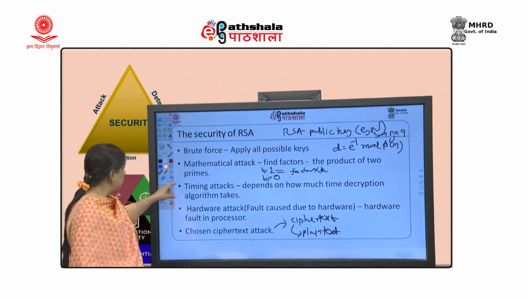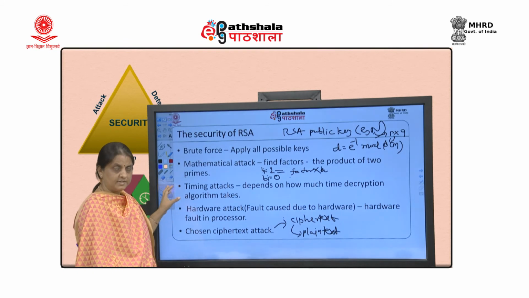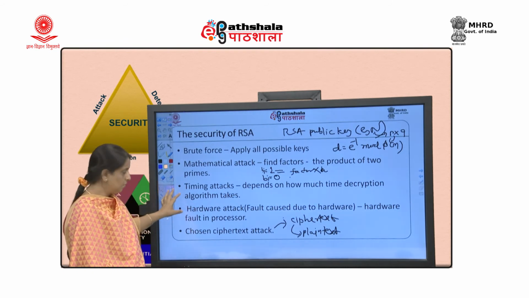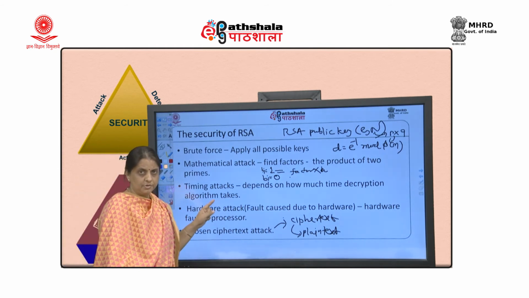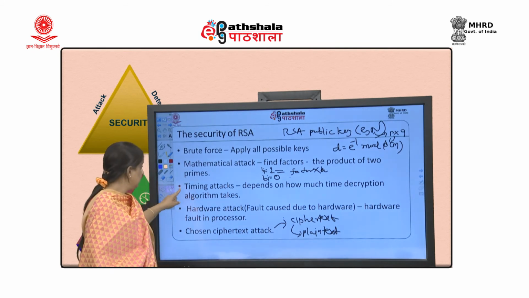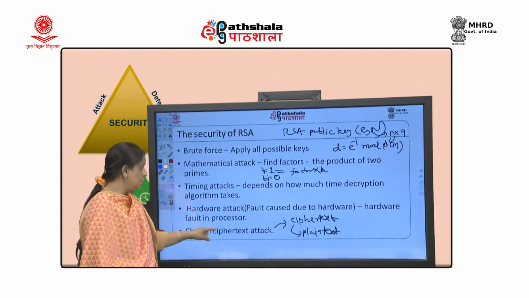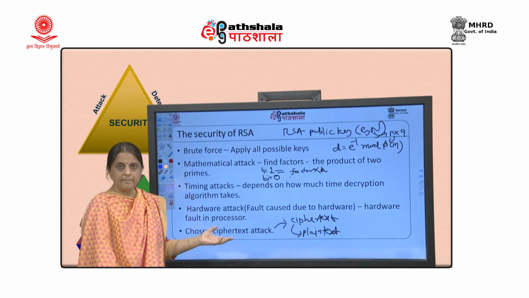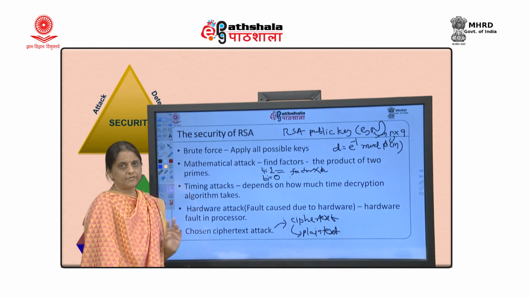Now, what is the solution for all this? Mathematical attacks are very difficult because very large prime numbers are taken and finding out factors usually takes much time. For the timing attack, a random delay is introduced between the operations, so that the attacker cannot easily guess how much time it has taken. For the chosen ciphertext attack also, random padding is done in the plain text. So, every time it generates a different ciphertext.